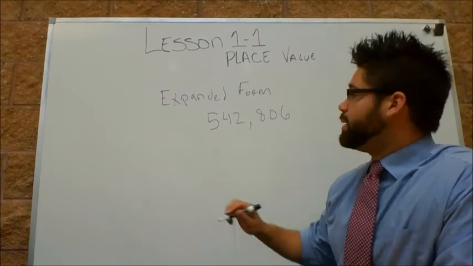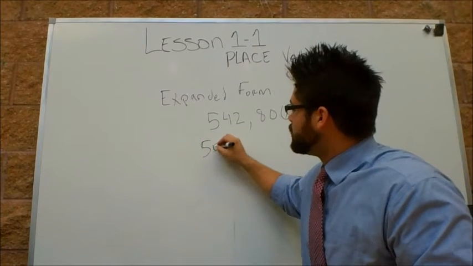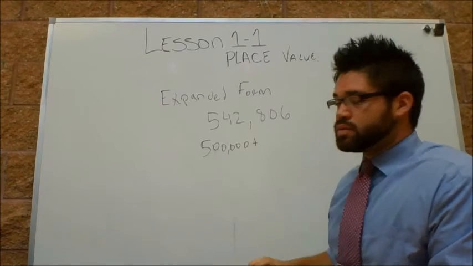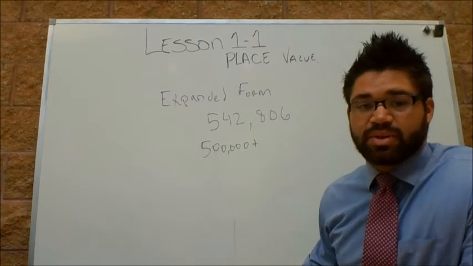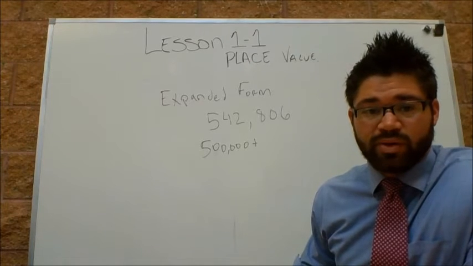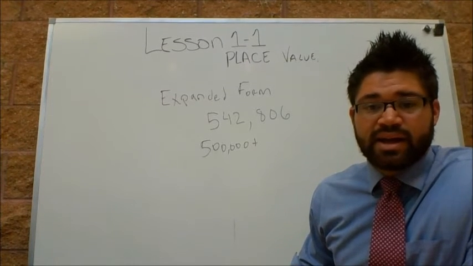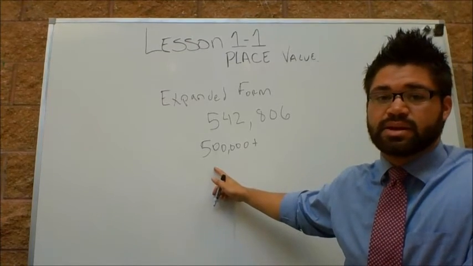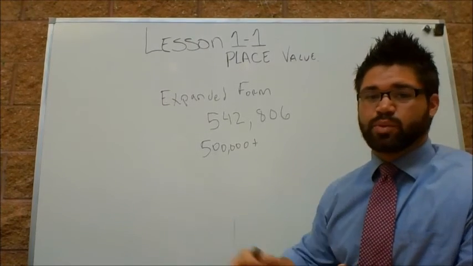A lot of you already know, but we're talking about place value, that is, where the digit is located. So the 5, if you remember from our place value chart that we just made, is in the 100,000s place. So we write 500,000 plus, we're just expanding this number, we're blowing it up.